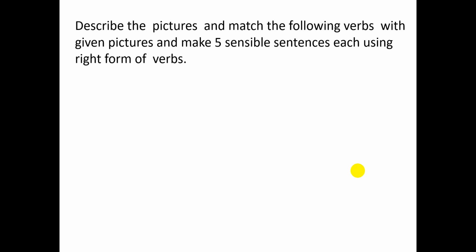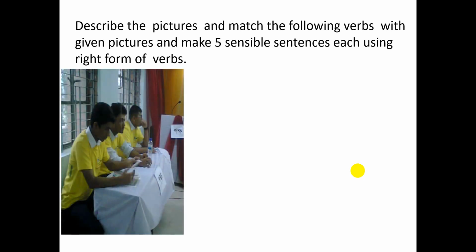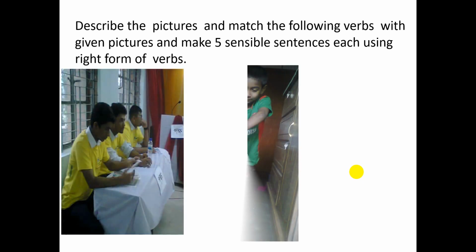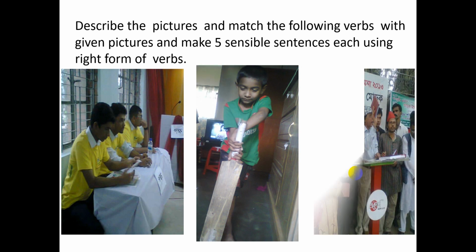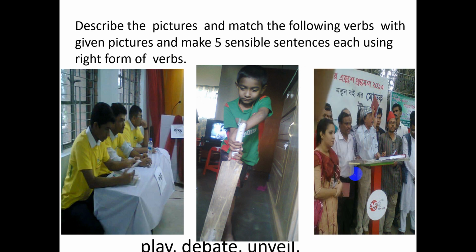So, dear students, now I want you to describe the pictures, match the following verbs with the given pictures, and make 5 sensible sentences using the right form of verbs. Here are 3 pictures and here are 3 verbs: play, debate, unveil. So, I hope that you can easily use these verbs in the right form and make sentences with those verbs.